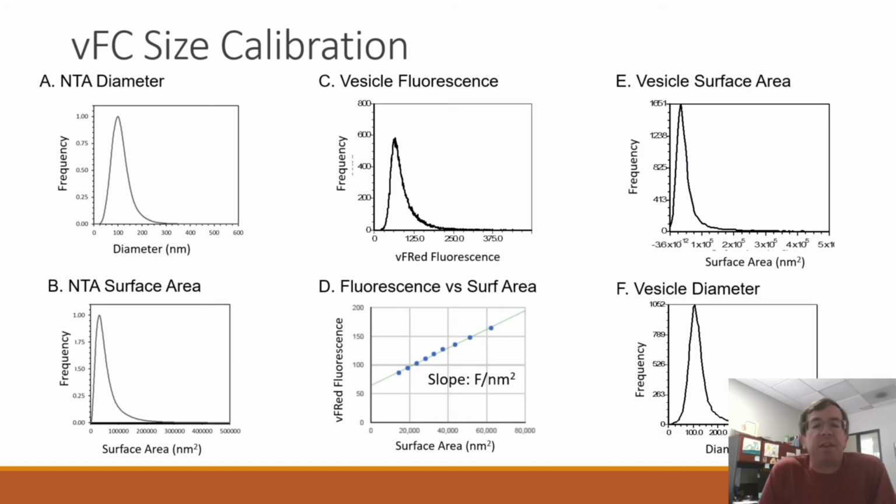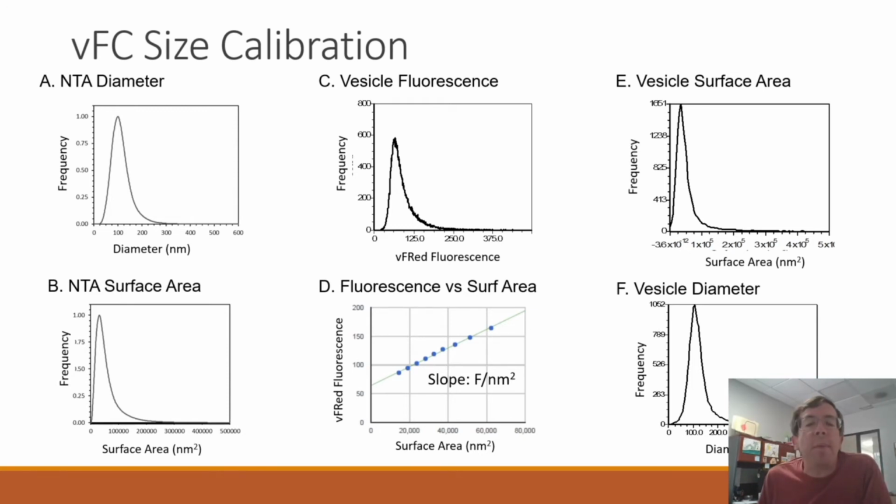And the way we use that to estimate the size of our vesicles from their fluorescence is we take the fact that we know what the size distribution of the liposome is because we measured it by one of these orthogonal methods. If we know the diameter, we can calculate the surface area. And if we stain that liposome with VF red, we can measure its fluorescence distribution. So we have a range of vesicles here that range in size from somewhere less than 75 nanometers out to perhaps as high as 200 nanometers in this case.